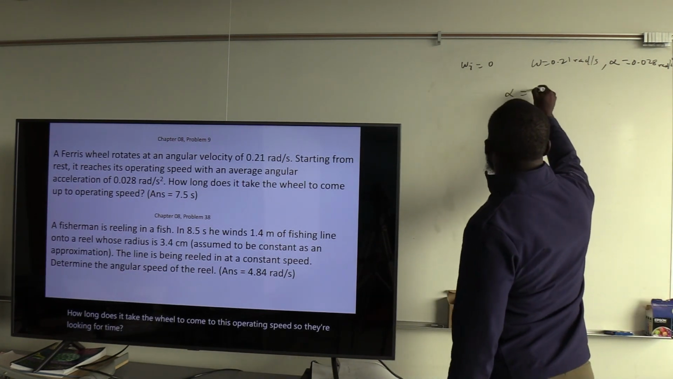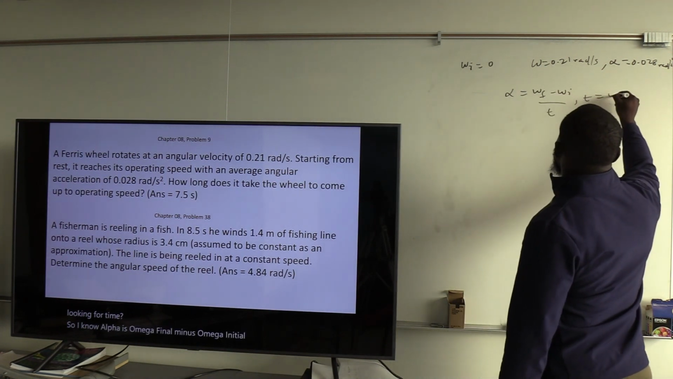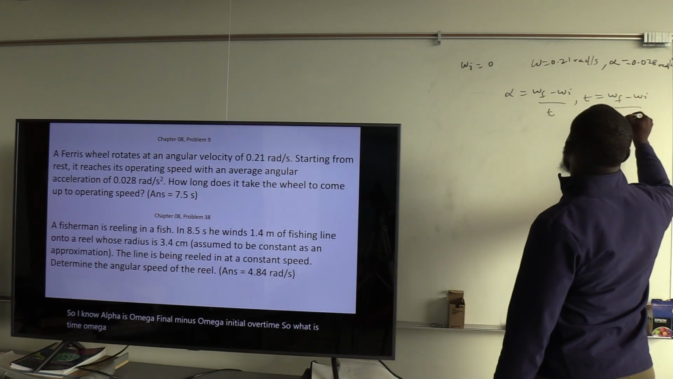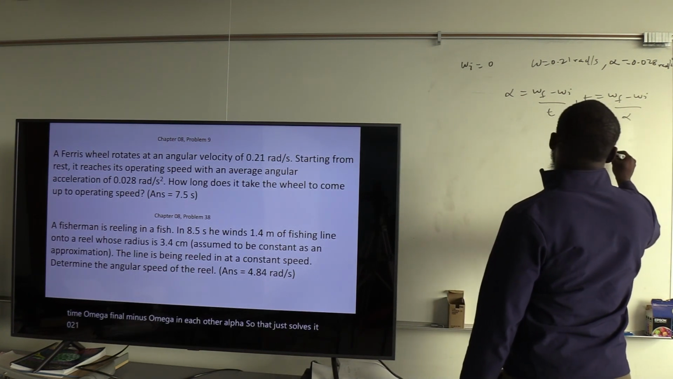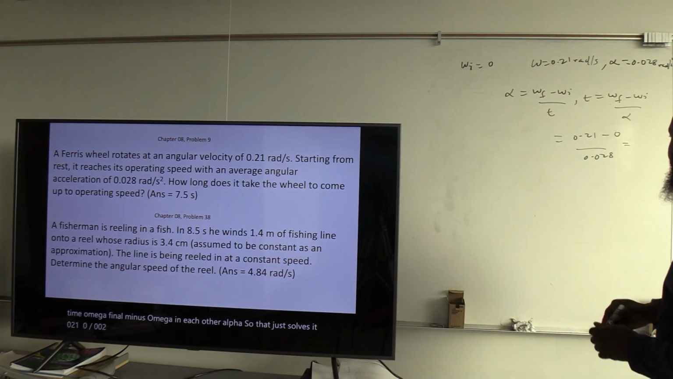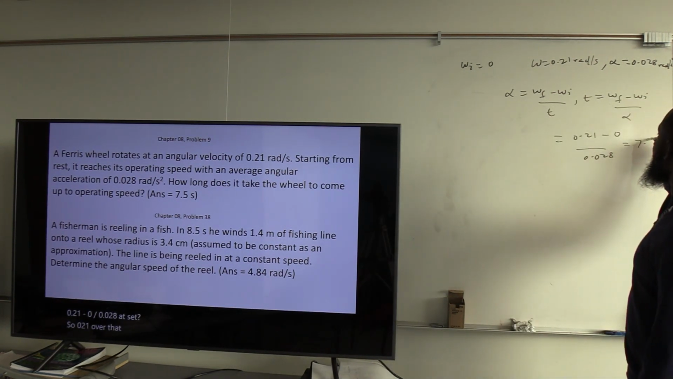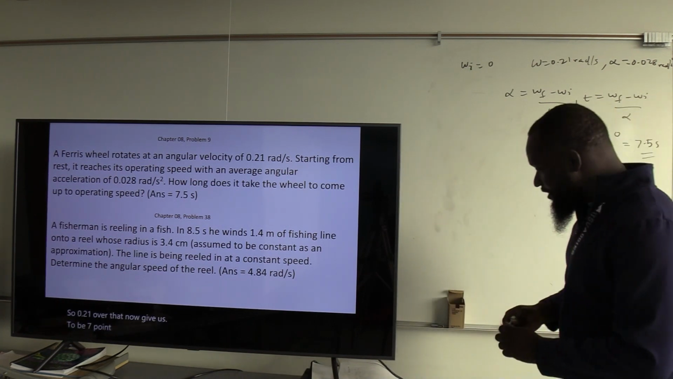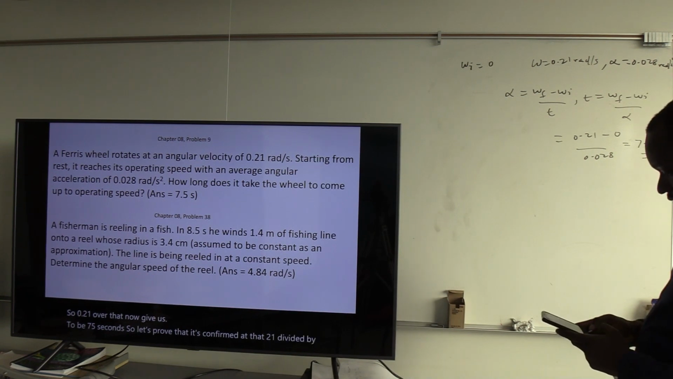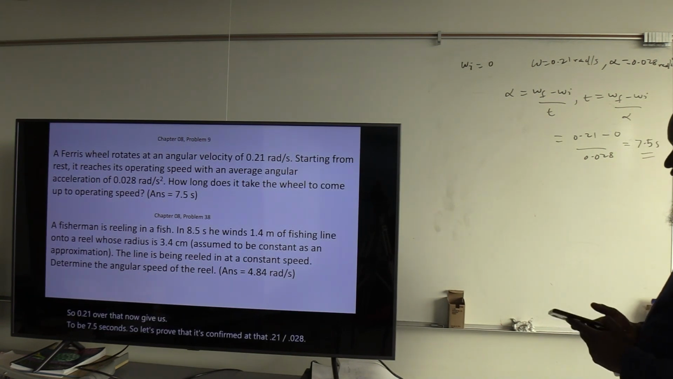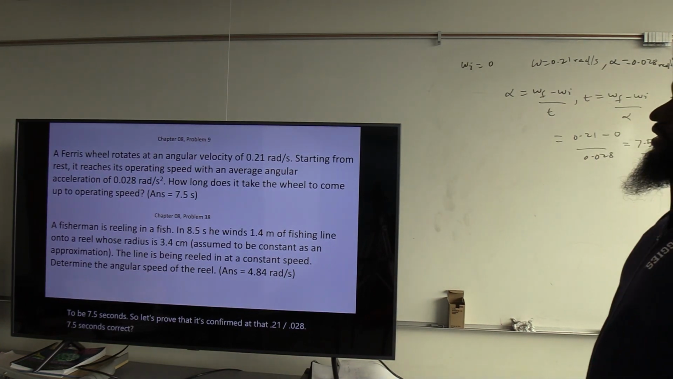So I know alpha is omega final minus omega initial over time. So time is omega final minus omega initial over alpha. So that just solves it. 0.21 minus 0 over 0.028. That's it. So 0.21 over that will give us 7.5 seconds. Let's confirm that. 0.21 divided by 0.028 is 7.5 seconds, correct. Next question, problem 38, chapter 8.